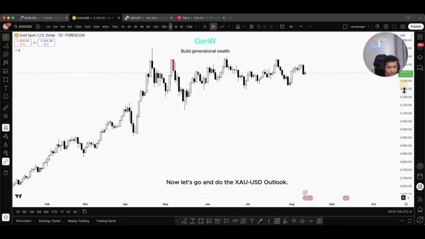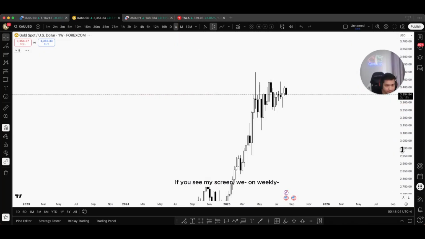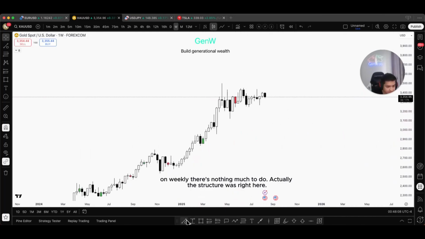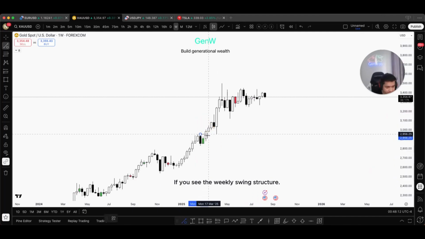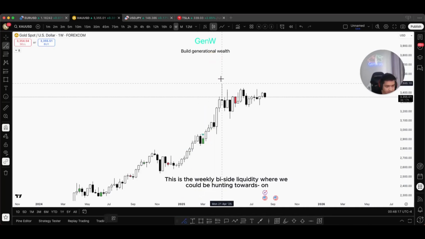Now let's go and do the XAUUSD outlook. If you see my screen, weekly. On weekly there's nothing much to do. Actually the structure was right here. If you see the weekly swing structure, this is the weekly buy side liquidity where we could be hunting towards.